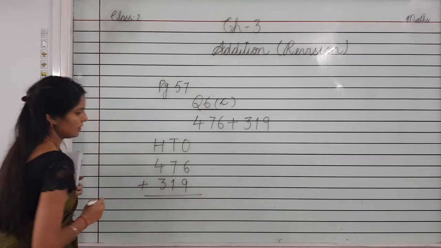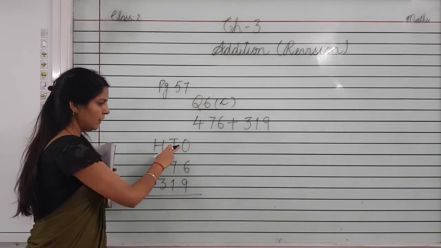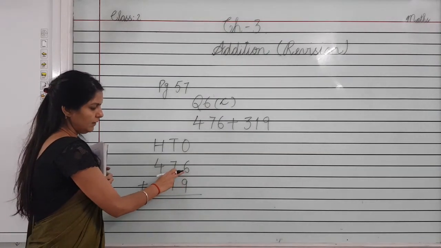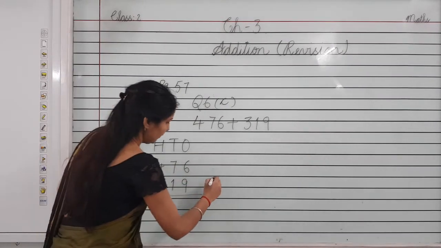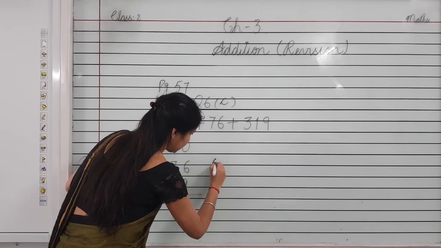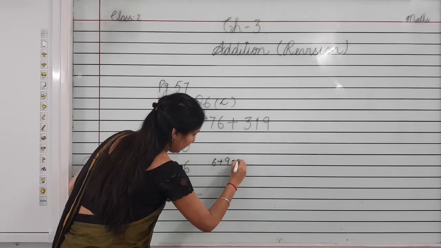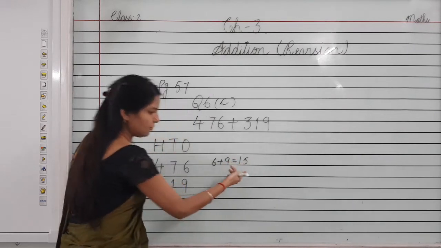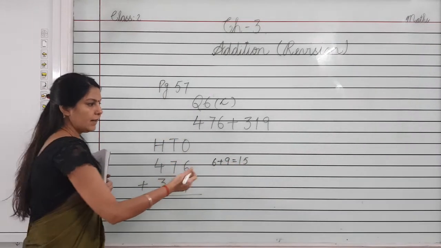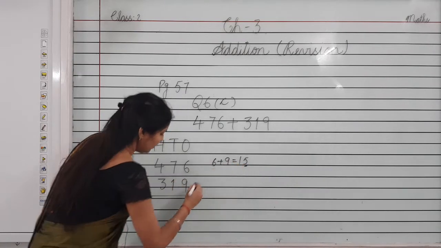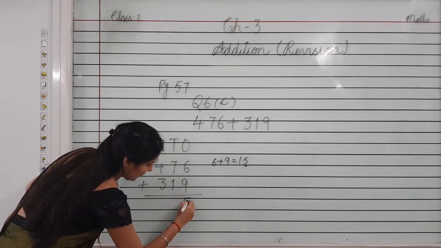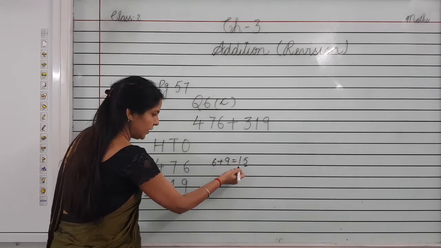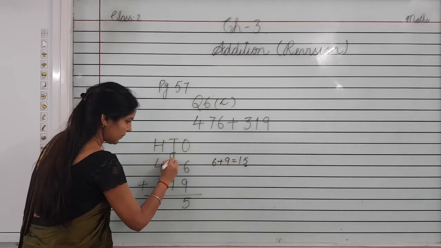Sign of addition. Now what we will do? We will add the digits which are at ones place. So 9 plus 6 will be 15. 6 plus 9 will be 15. In 15, here are two digits. So we will write ones digit below 6 and 9. And we will carry over the another digit which is 1 at the tens place.